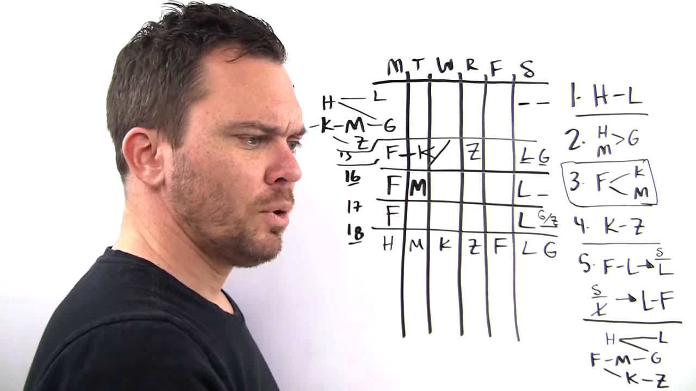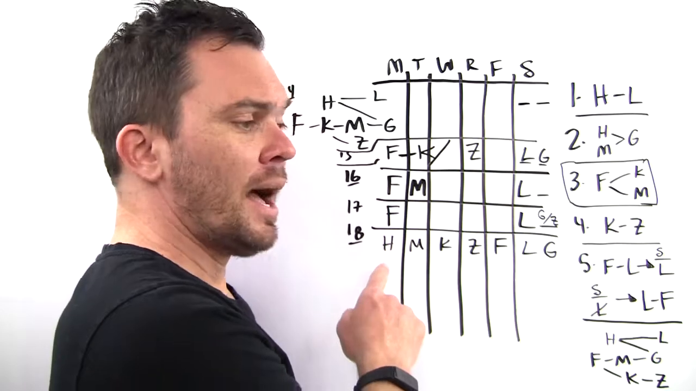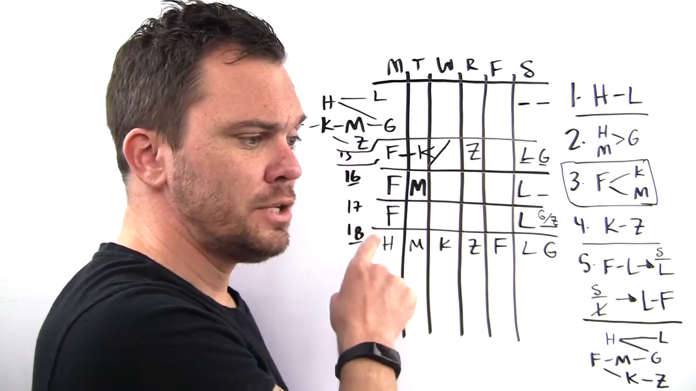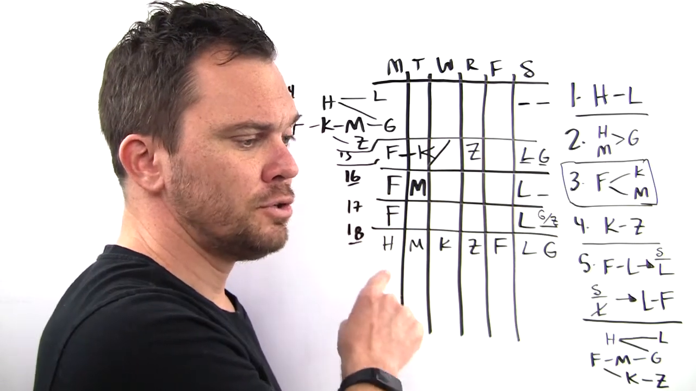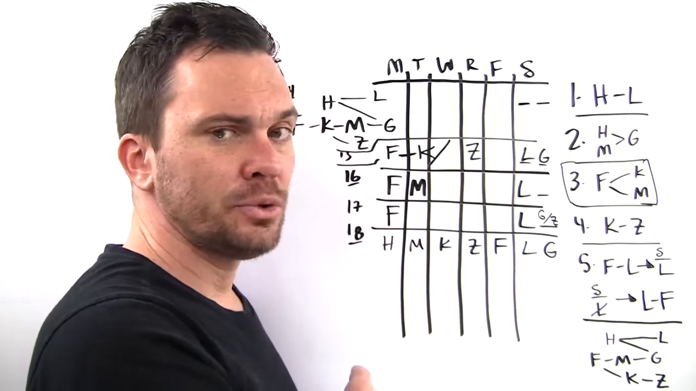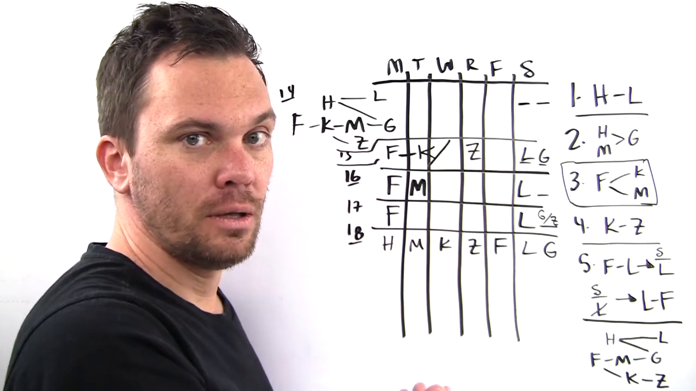How about answer choice B? Only F or H can be on duty on Monday. Well, as it happens, I have made that true. Rule B is true. H is on duty on Monday. And rule 3 is false. Answer choice B is not the same. It doesn't have the same effect as rule 3.